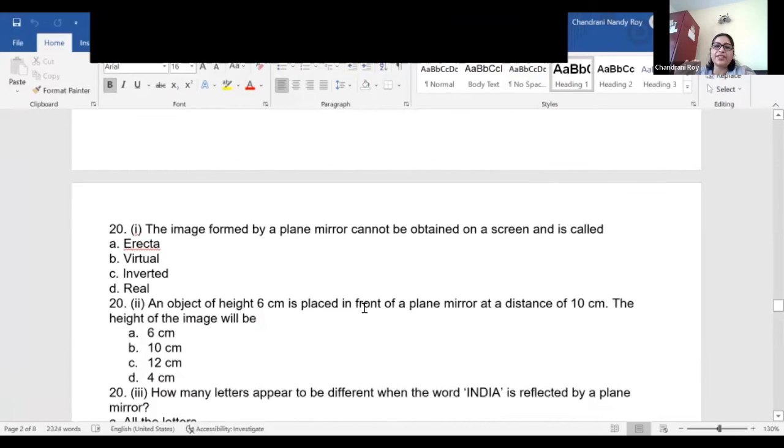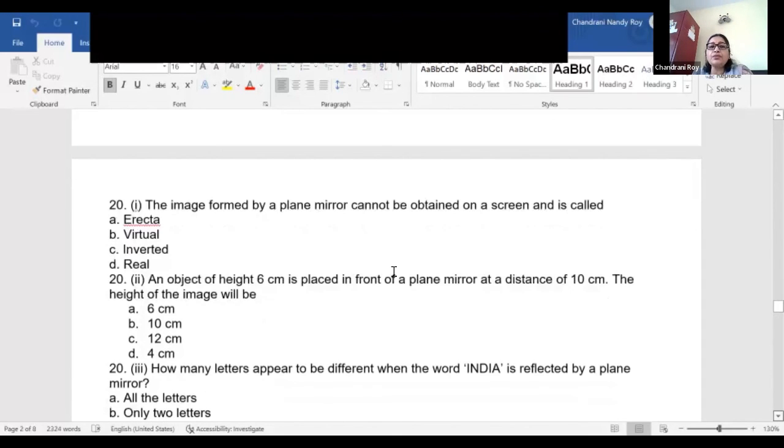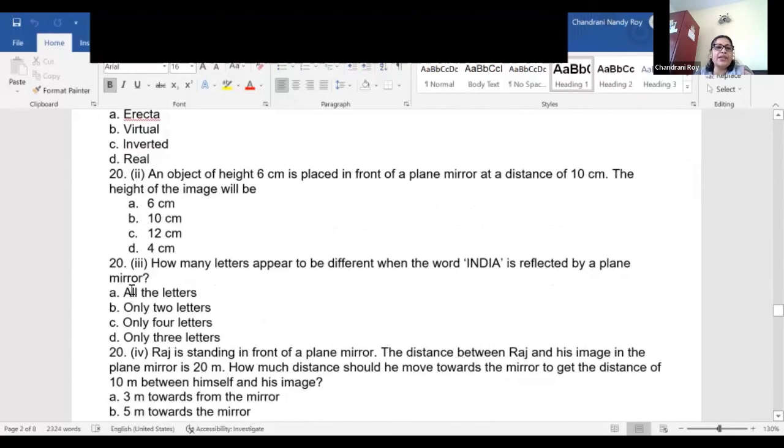This particular addition has been given just to make the question a little more complex. Children have to know that the height of the object and the height of the image is the same, and it will never change with the distance. So that is what has been the trick element in this question. The next one is on lateral inversion. How many letters appear to be different when the word INDIA is reflected by a plane mirror? So here, we know only 2 letters will get laterally inverted, which are N and D, because I and A will remain the same even if they are laterally inverted. So that is how we proceed with our papers.